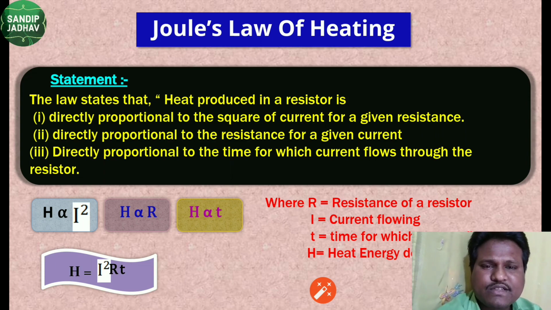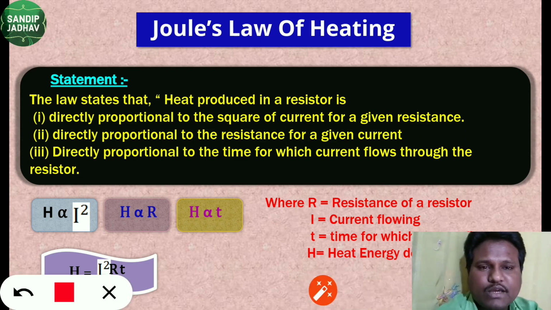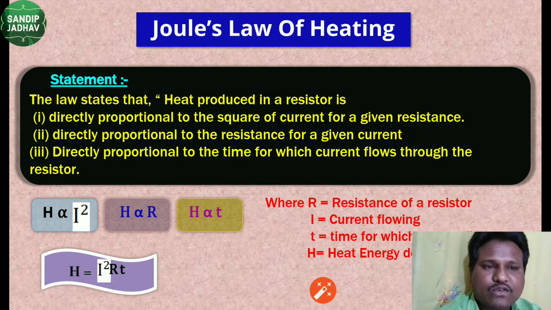You know the symbols and the quantities. I represents current flowing through the circuit, R represents resistance, T represents time for which current is flowing, and H is the heat energy developed in the circuit. You might be confused about why there is no constant while converting proportionality into the equation. There is no particular constant, but you know that resistance itself is a constant quantity, so there is no need to take a new constant here.